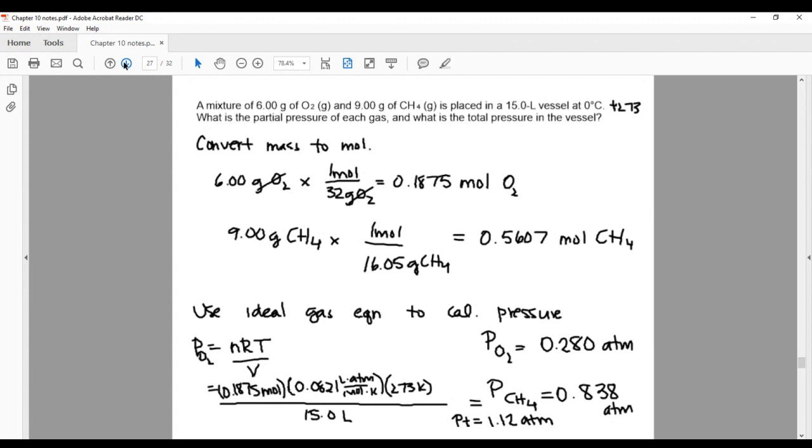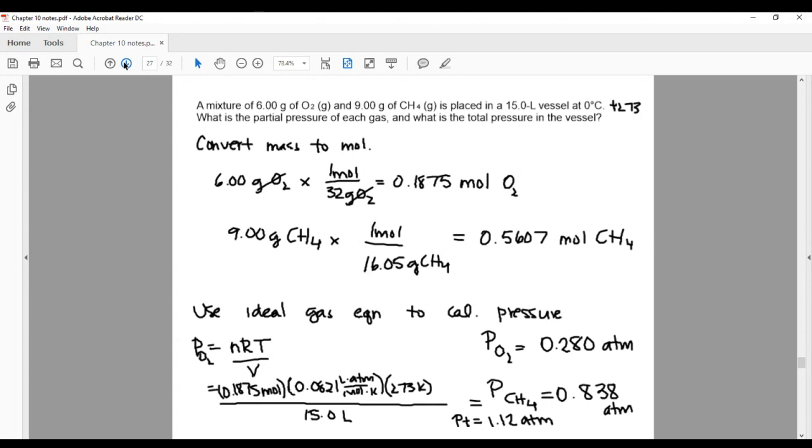Now, we're given grams. We need moles because we're not given the pressure of these gases. We have to figure out what they are and what the total pressure is in the vessel. But thankfully, they've given us volume and temperature to help us do that. So the first thing we're going to do is convert the mass of each one of these to moles. I use my molar mass, and with this mass of each gas, I have 0.1875 moles of oxygen gas and 0.5607 moles of methane, CH4.